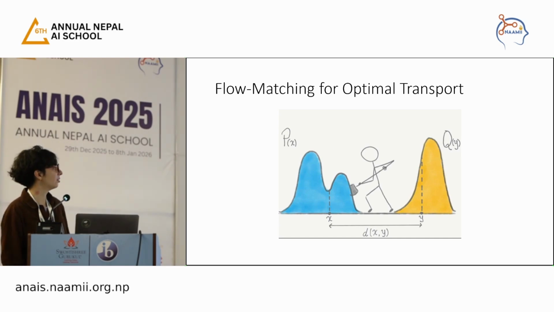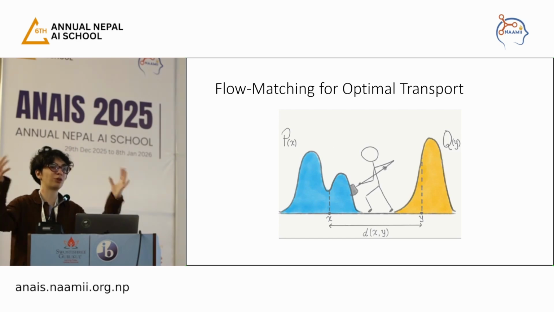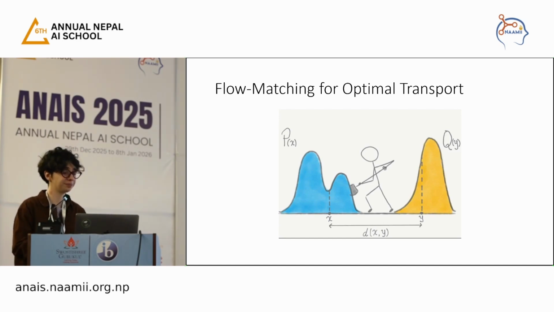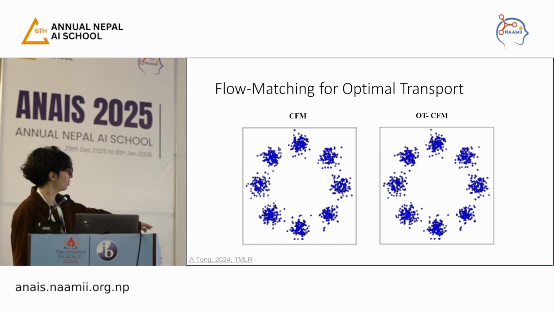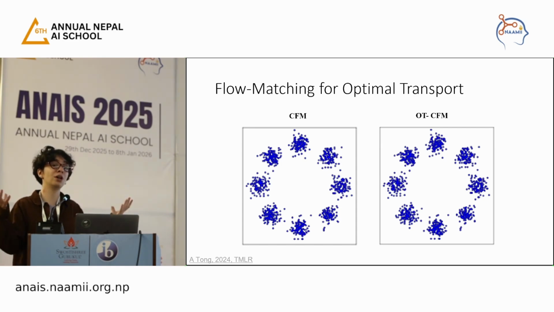And how to do that in an optimal way by minimizing a cost. Minimizing a cost could be cost of transport on a manifold. I don't know, you define it. And people have done it. Alex Tong has a paper. I also recommend reading this paper. He's using a really nice method to enforce this kind of optimal flow matching type of vector field learning.